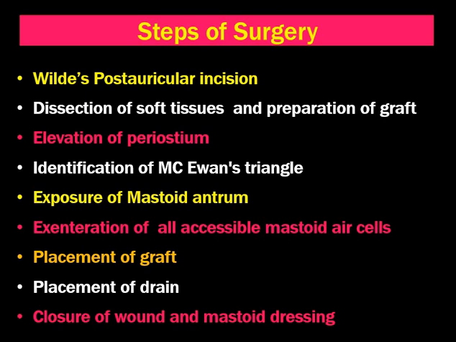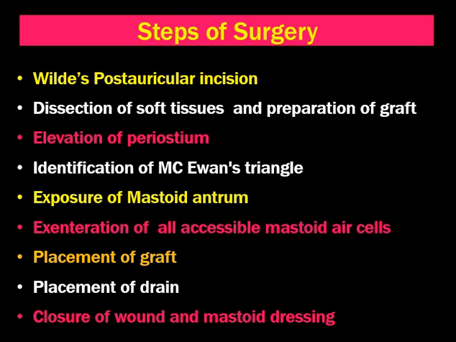The periosteum is elevated and McEwen's triangle is identified. I think you know, McEwen's triangle is the landmark for mastoid surgery, that is surgical landmark. Then we expose the mastoid antrum, which lies around 1.5 centimeters from the McEwen's triangle in adults. Once we identify the mastoid antrum, we exenterate all the accessible air cells of the mastoid cell system.